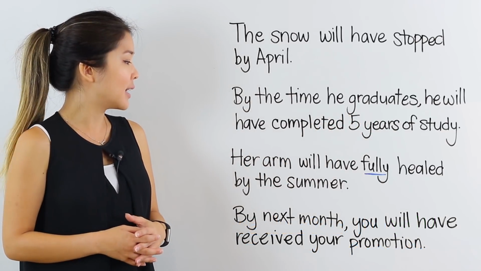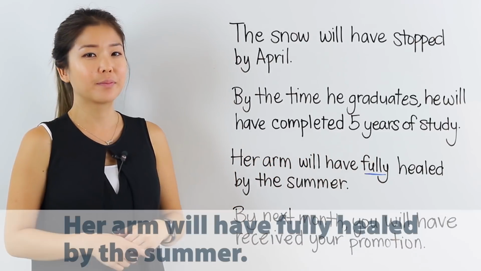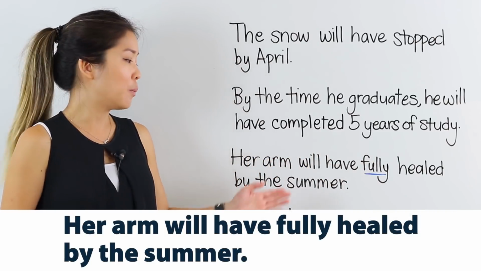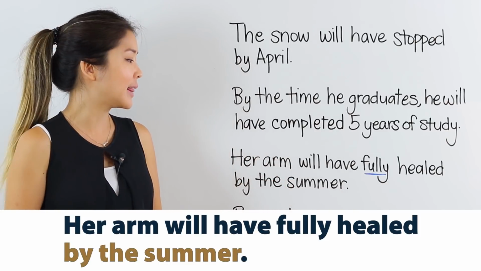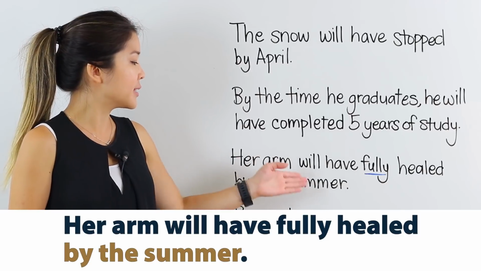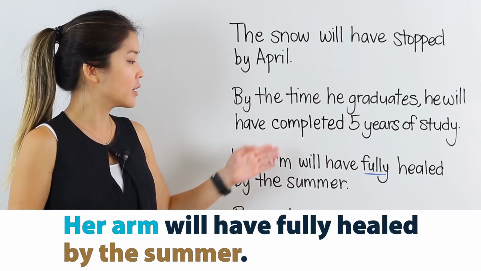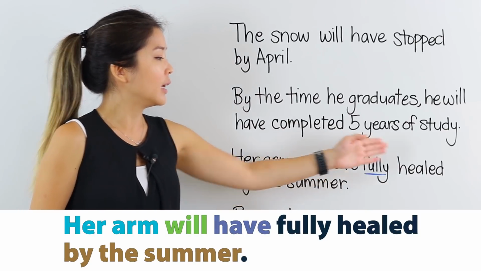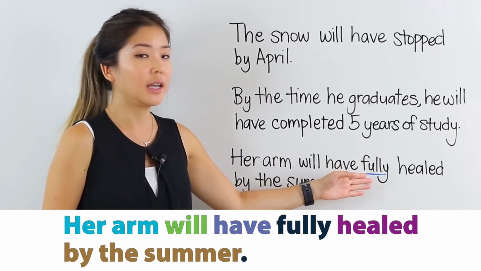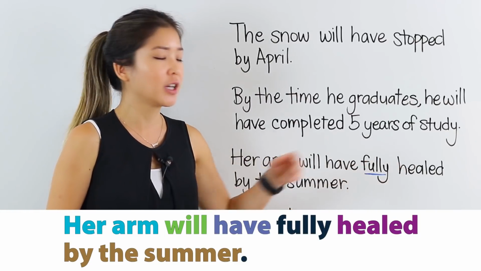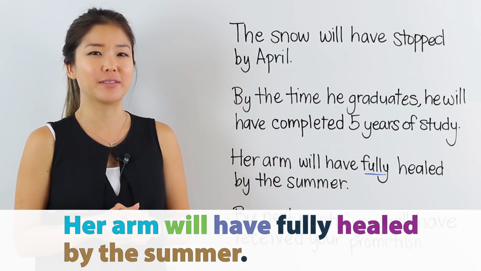The next sentence says, her arm will have fully healed by the summer. In this example, by the summer, the future specific time comes at the end. By this time in the future, her arm, that's the subject, will have healed, the past participle. Here, I put fully just to show how much it will have healed. I'm just adding an extra description.